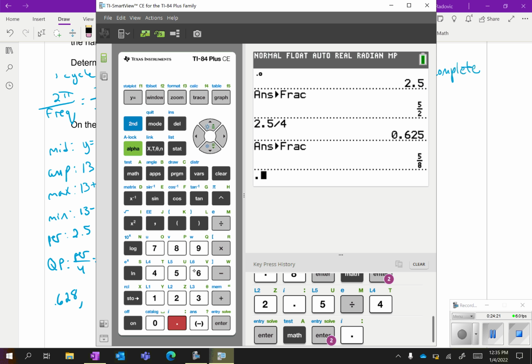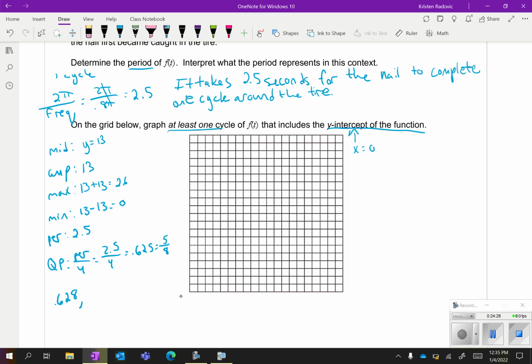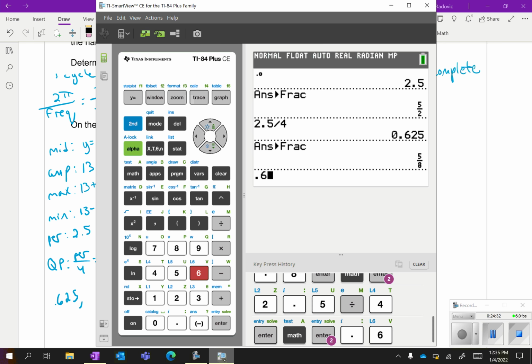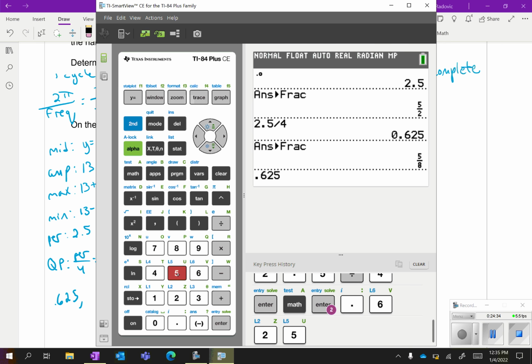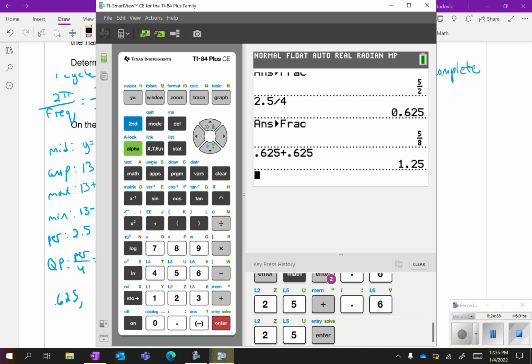I keep saying it wrong, but you know what I mean. It's 5/8, which is 0.625. So I'm going to add another 0.625, and I'm going to get 1.25.